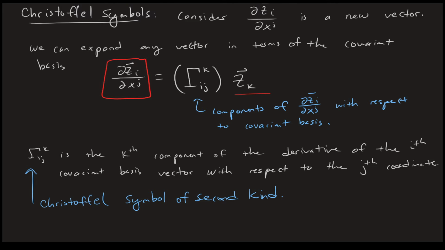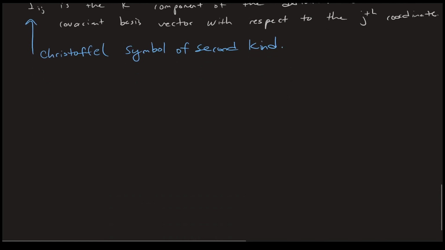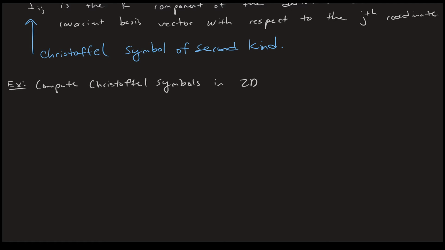So let's compute the Christoffel symbols in 2D flat space for polar coordinates. So, example: compute Christoffel symbols in 2D flat space for polar coordinates.